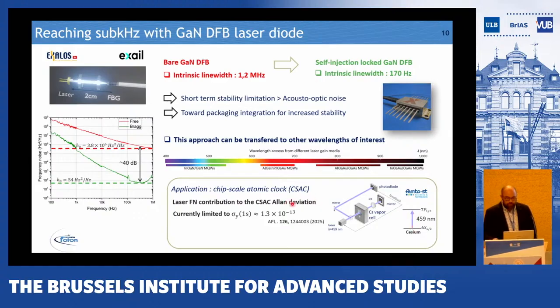And currently, such atomic clock performances are limited due to the frequency noise of the laser that is used, at 10^-13. And by using our technology, what we can expect is to reduce this frequency noise contribution to 10^-15. In that case, the frequency noise should no longer be a limitation for the stability of the clock.